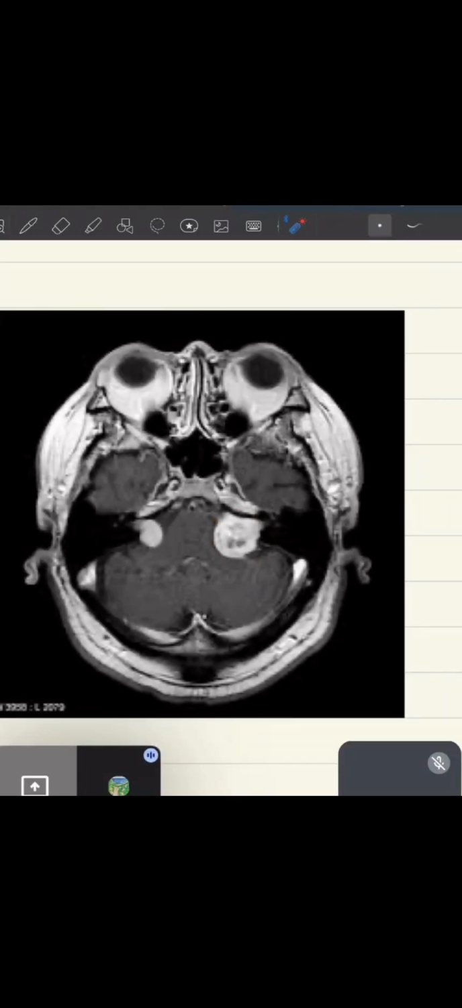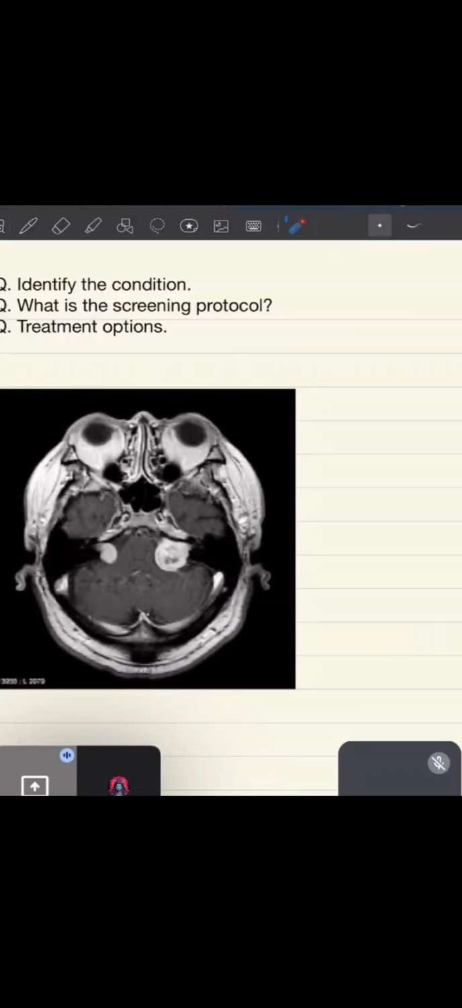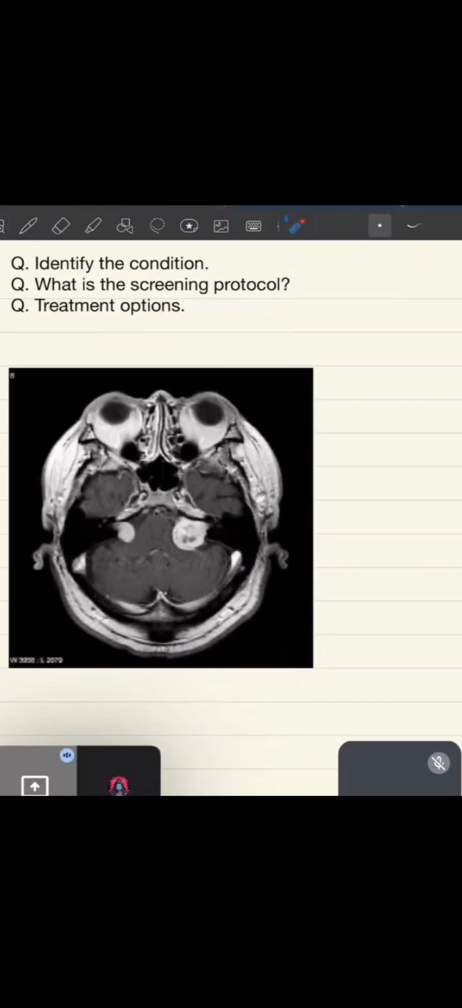vestibular schwannoma. Okay, doctor. Now I'll add one more thing. You will see this and you will see this. Now what is the answer? Bilateral vestibular schwannoma. Did something click in your mind now? Anything clicked? Now see the question. Identify the condition. What is the screening protocol and what are the treatment options available to you? So doctor, anywhere you see, yes, go ahead doctor.